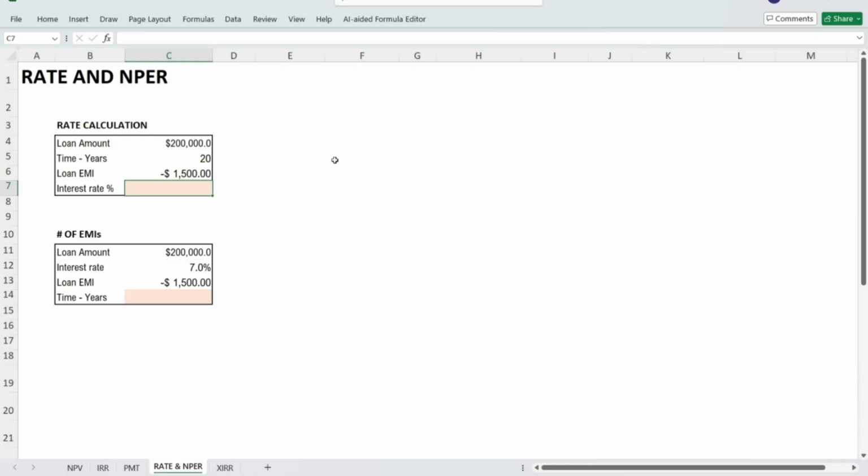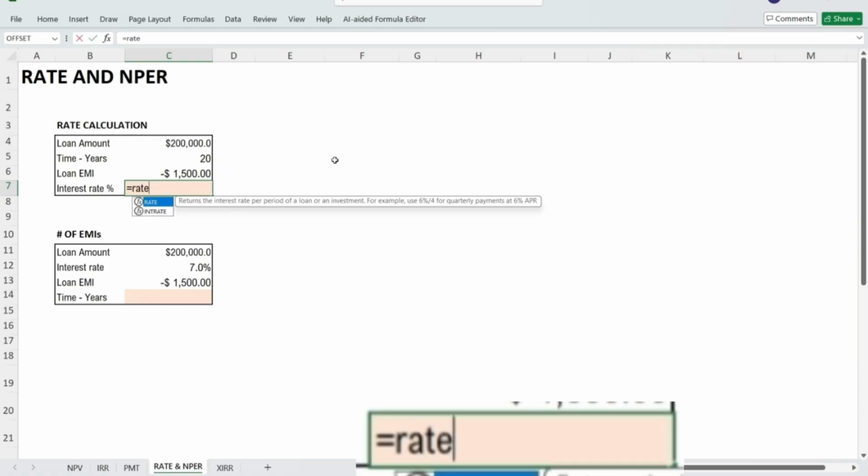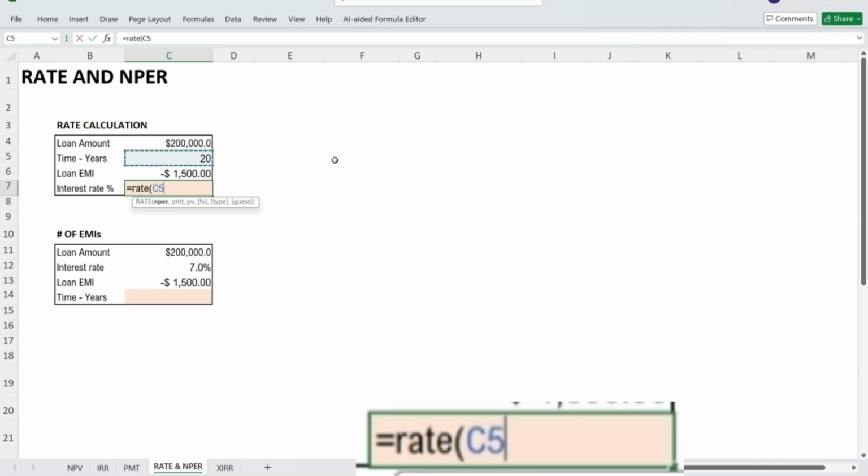So to calculate the interest rate, we type =RATE, bracket open. The first input is NPER, which is the number of payments. So the loan tenure is 20 years, and the EMIs are monthly. So we'll multiply it by 12, comma, the payment is $1,500.